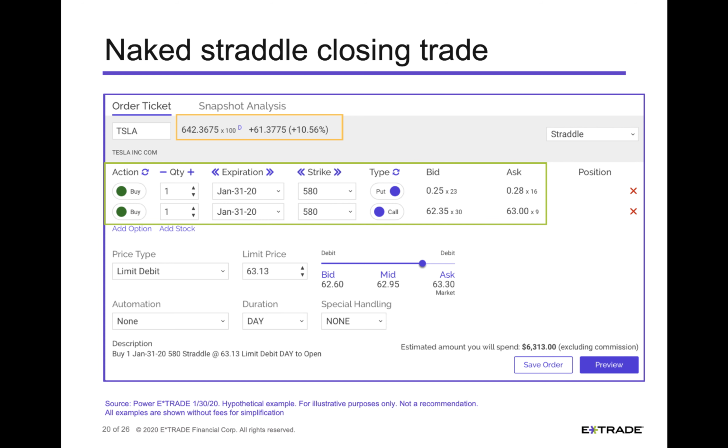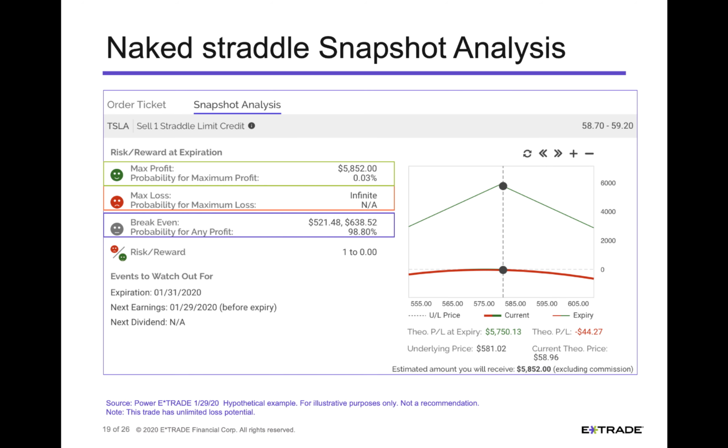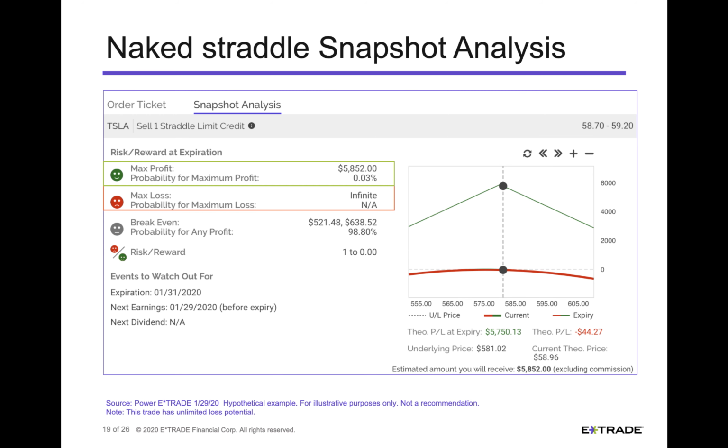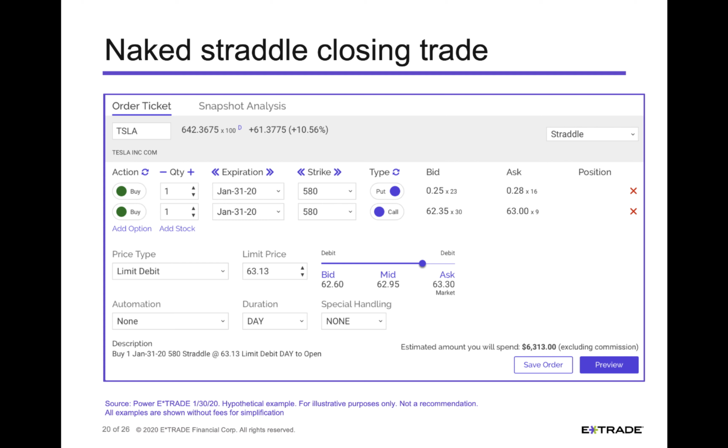In order to get out of the trade, I need to reverse the trade. So the call that I sold and the put that I sold, the 580, January 31, I need to buy them back. And I'm going to buy them back for 63.13, right? That's going to cost me 6,313. Well, remember what I brought in on the trade. Let me go back to that. I brought in on the trade 5,852, so I have to give back the 5,852, and I got to give back what? Another $200 on that. Excuse me, let me take that back. 58.52 and 63. I got to give back another $500.